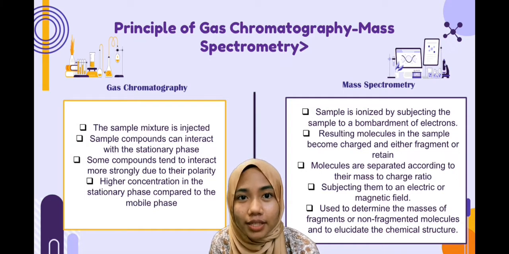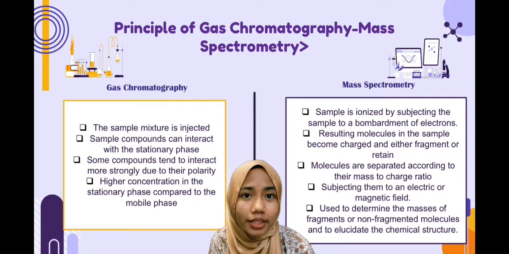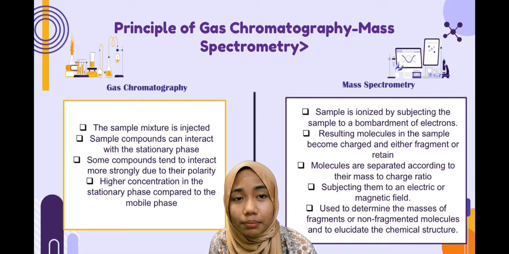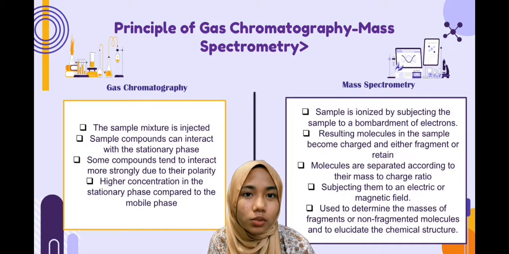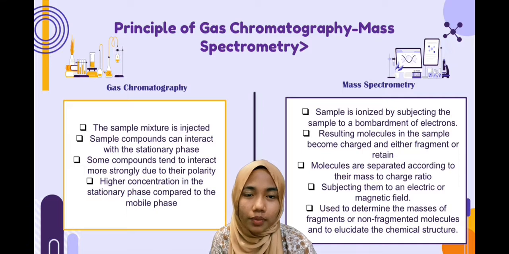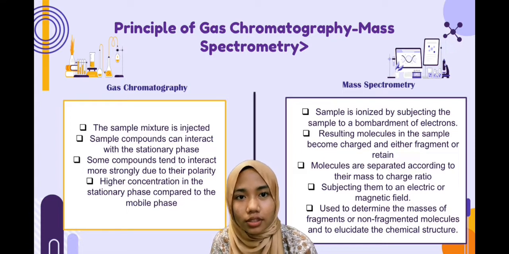So, for the mass spectrometry, mass spectrometry measures the mass to charge ratio of ions of a sample that can be solid, liquid or gaseous. The sample is ionized by subjecting the sample to a bombardment of electrons. The resulting molecules in the sample become charged and either fragment or retain their whole structure. These charged fragments or non-fragmented molecules are separated according to their mass to charge ratio.